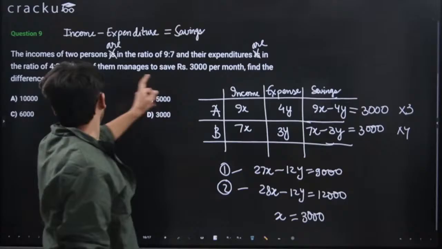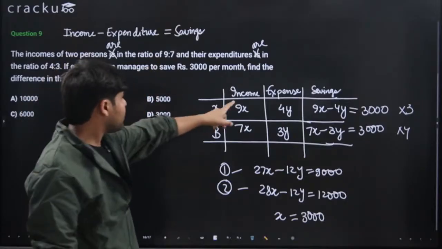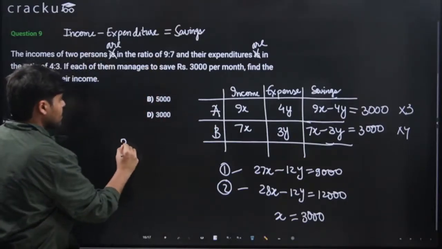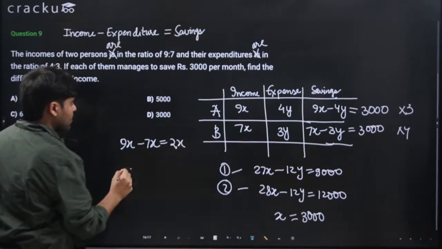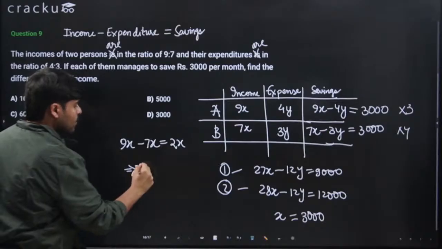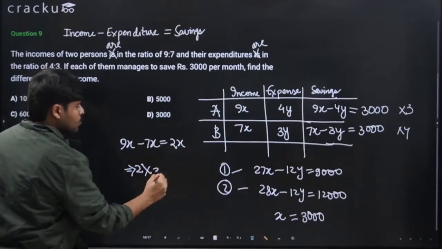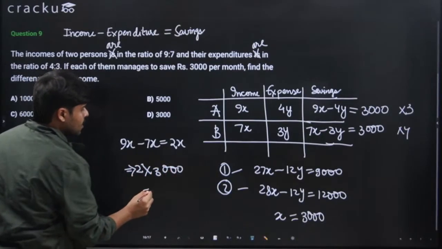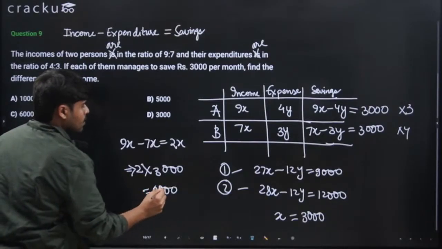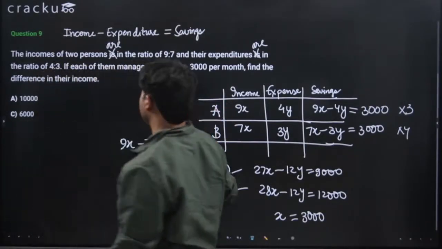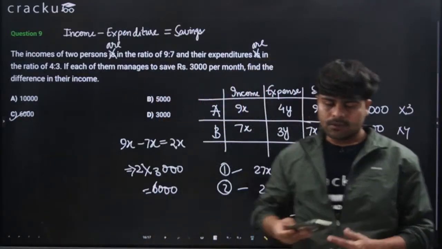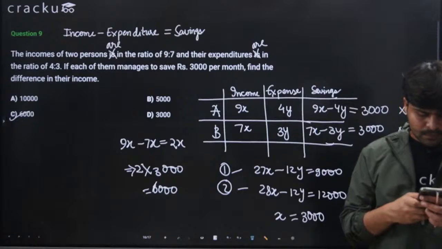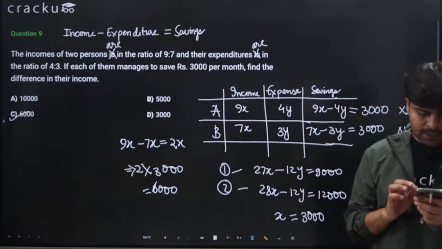We need to find the difference in their income. The difference in their income will be 9x minus 7x, which is 2x. We understood that the value of x is 3000, so 2 times 3000 will be 6000, which is our answer. So the difference in the incomes of A and B will be 6000, which is option C, the correct answer. As simple as that. Not a very difficult question, right?